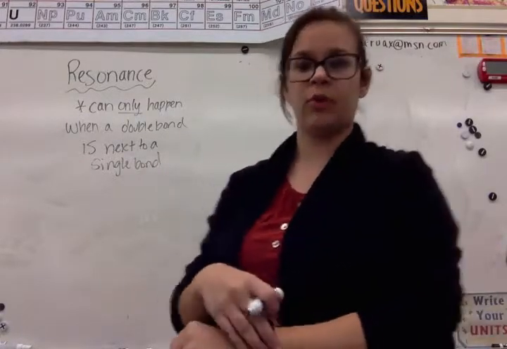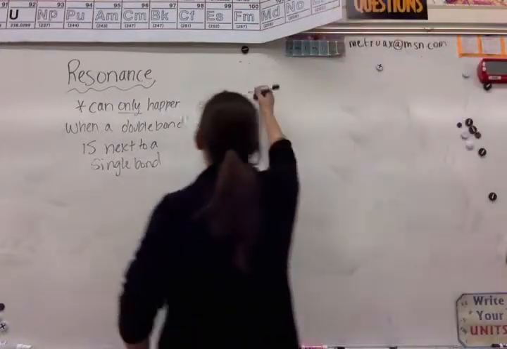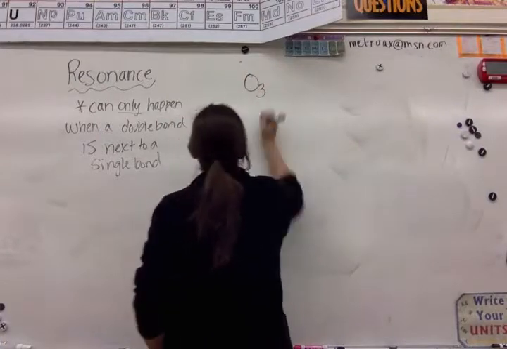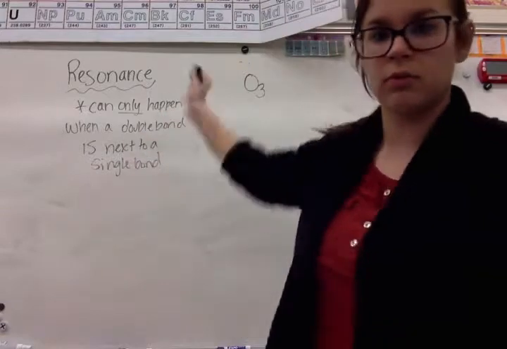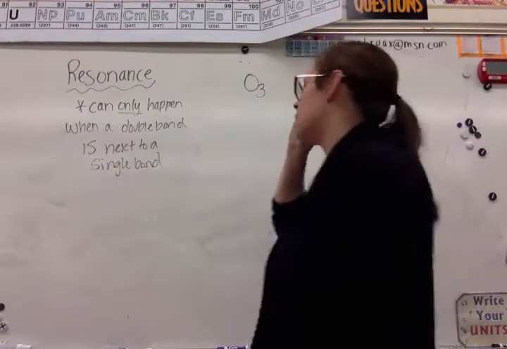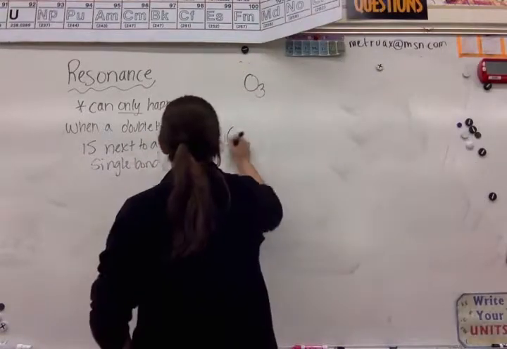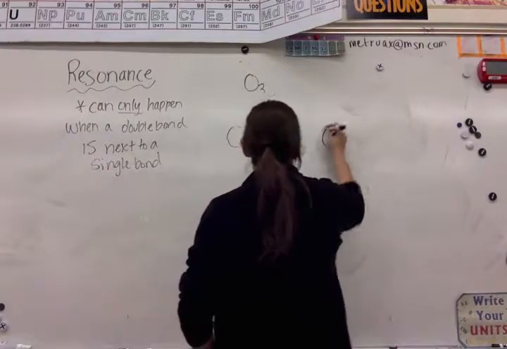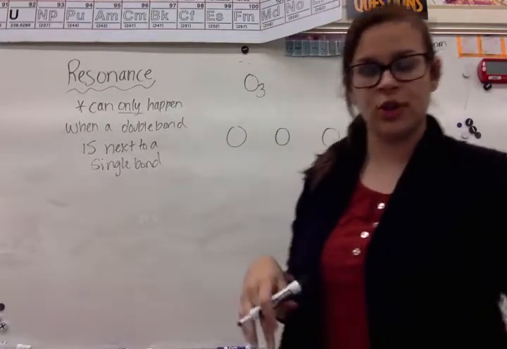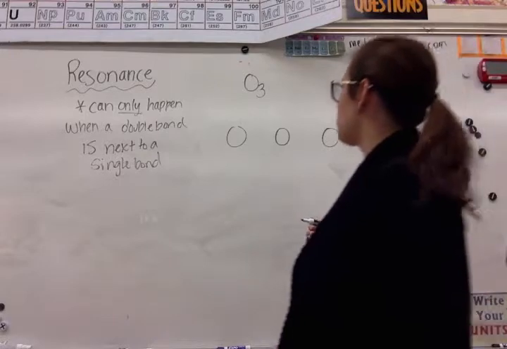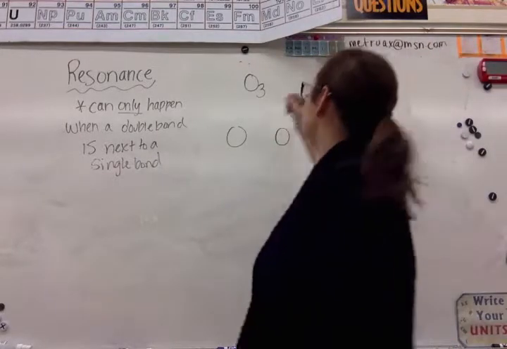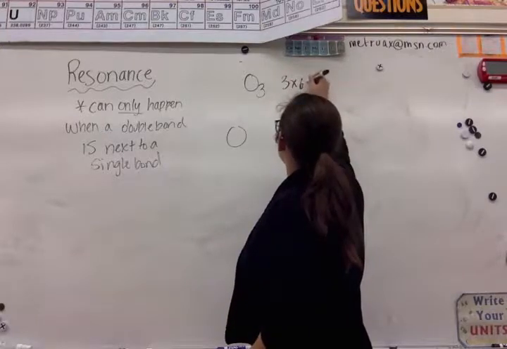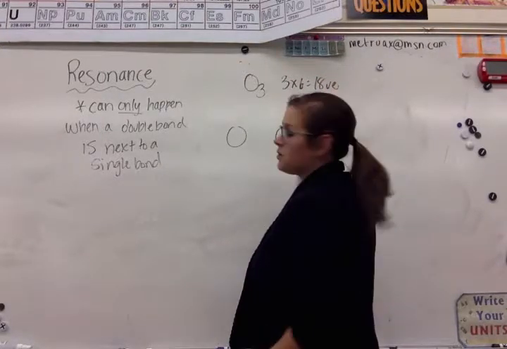So I'm going to show you an example, and it is O3. O3 is actually ozone, so when we talk about the ozone layer, they're talking about O3 molecules in the atmosphere. We're going to draw the Lewis structure, so a little bit of a review. Step 1, we're going to count the valence electrons. It's pretty easy for this one. Each O has 6, and there's 3. So 3 times 6 is 18 valence electrons.